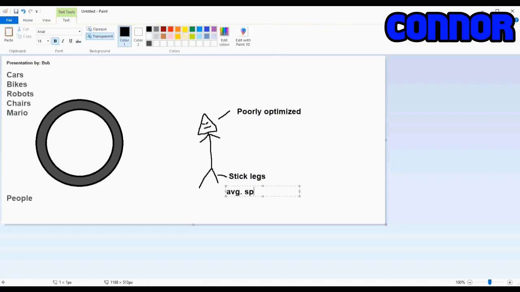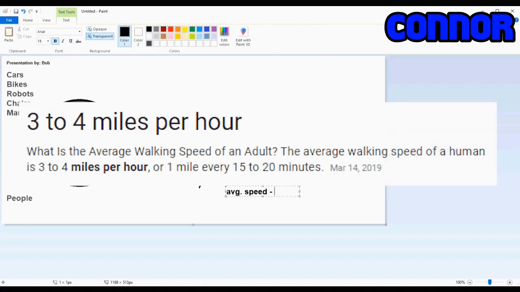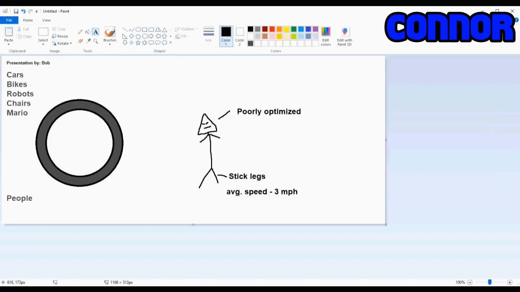The average walking speed of a man is, I think, like two or three miles per hour. We'll go 3 miles per hour, right? Now, hypothetically, and I'm being completely hypothetical here, of course, for the sake of argument, you have one wheel, okay? We know he's a unicycle.